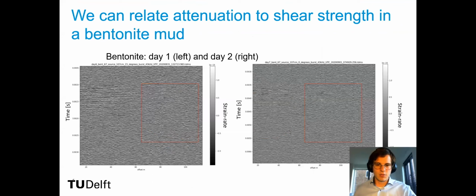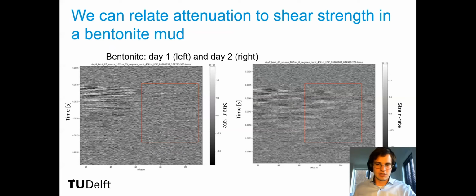Besides accurately estimating the water-mud interface, we can relate, for instance, attenuation to shear strength in a bentonite mud. Bentonite does not settle, but only builds up shear strength. The red rectangle shows our signal in the bentonite clay for the first day on the left and the second day on the right. And what you can see is on the first day we have little to no signal in our bentonite, and on the right we do get a signal, which means that the attenuation after one day has significantly changed, which is related to the shear strength buildup.